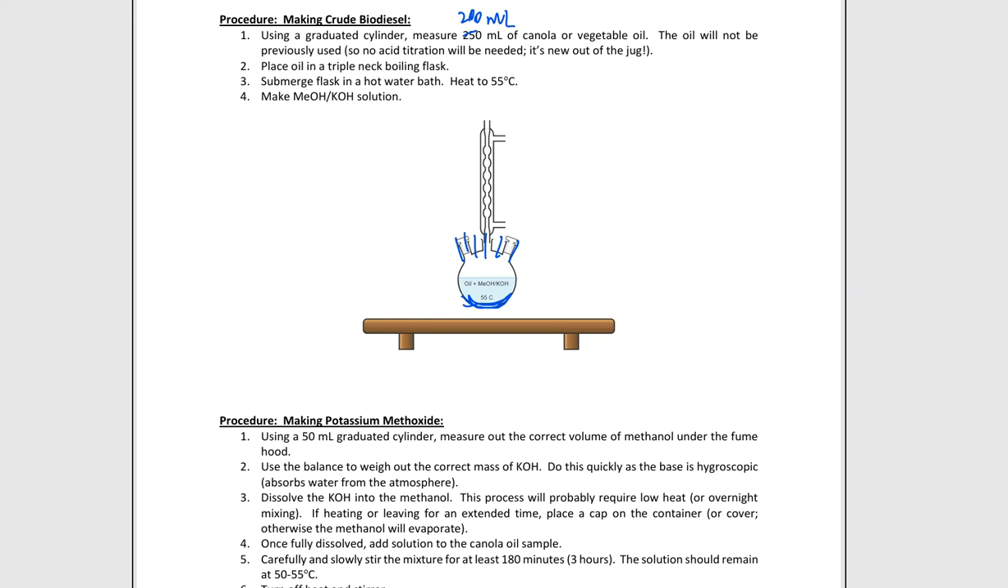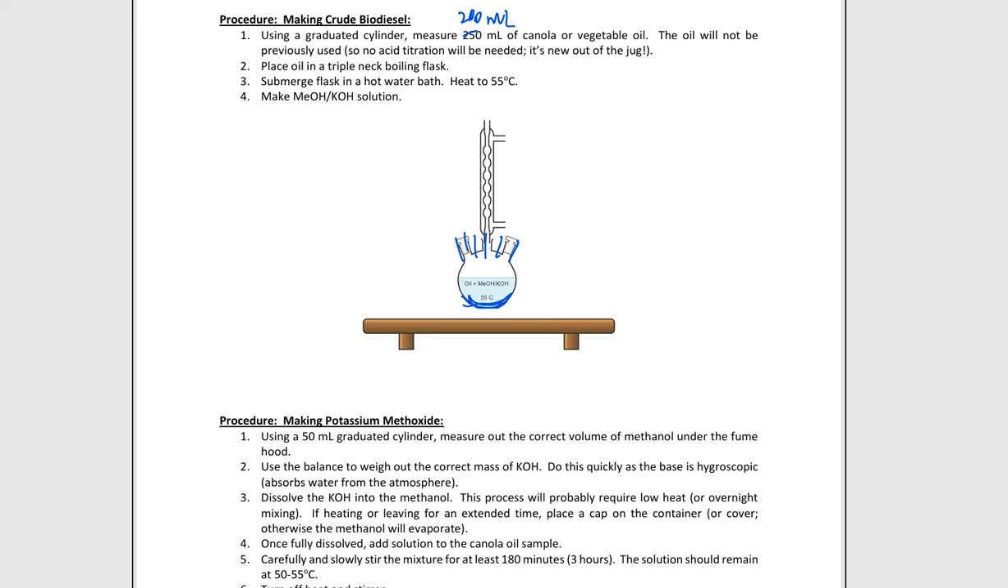So in goes the oil. And it says submerge the flask in a hot water bath that's heated to 55 degrees. So that entire flask is going to be lowered. Now, just the flask at this moment, that flask is going to get lowered into a 55 degree water bath. And we want the oil to be 55.